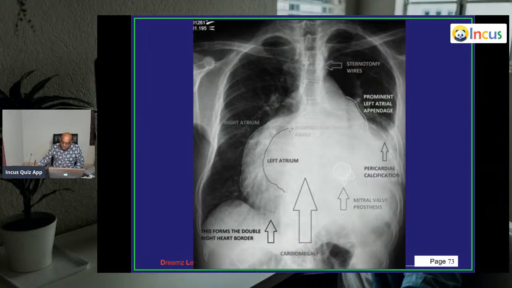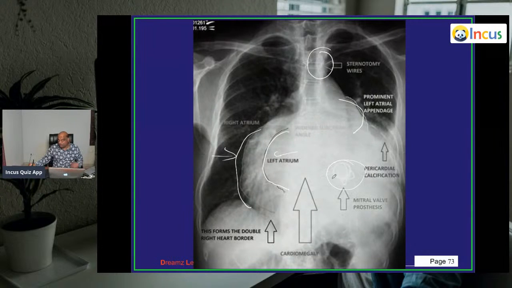Once more, you can see this is the left atrium and this is the right atrium. This is called border within border appearance. You can also see the left atrial appendage which is projecting. These are the sternotomy wires because this patient of mitral stenosis has earlier undergone mitral valvuloplasty. And you can see the mitral valve prosthesis, in fact valve replacement. So these are all the features you are able to see.